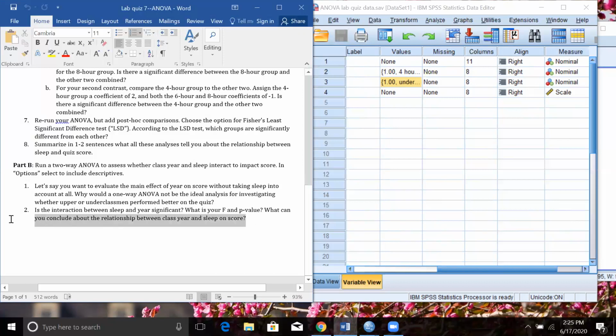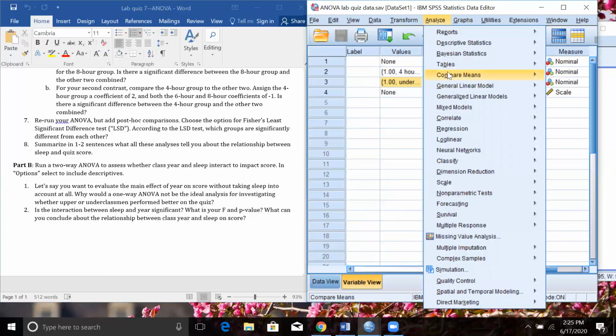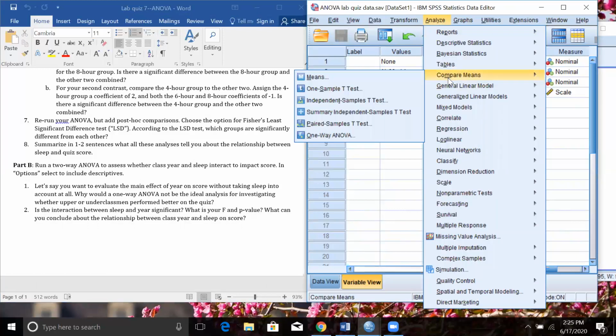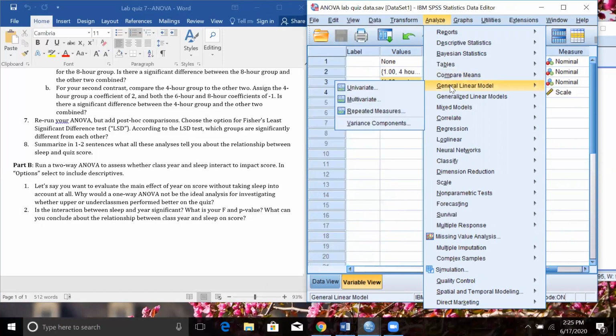But then lastly, we're going to look at the interaction between sleep and year. We're going to pull out the p and F value, and see if there's any interaction between sleep and class year on quiz score. So here's how you do that. You're actually going to go to General Linear Model. You're going to go to Univariate.